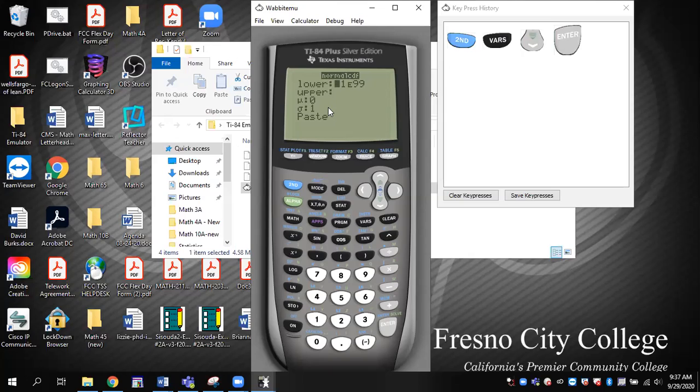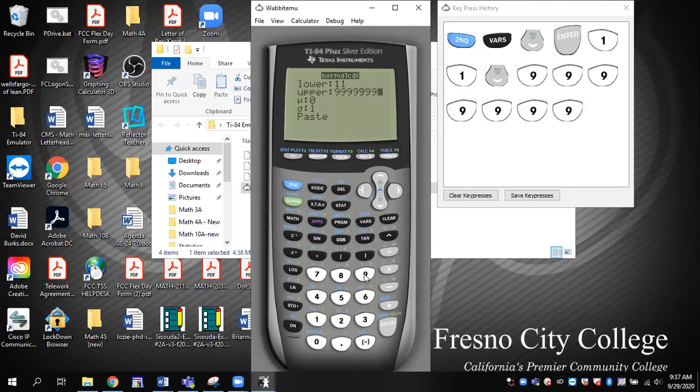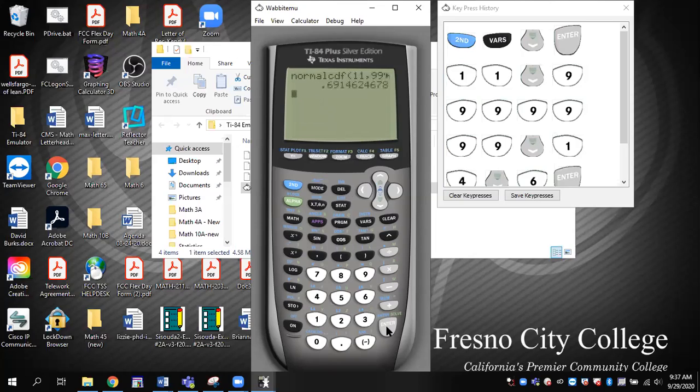So lower would be 11. Go down. Upper is where I just do a whole bunch of nines, just crazy. Down. The mean was 14, and the standard deviation was 6. Then just start hitting enter, enter, enter, enter. There it is: 0.6914, like I told you from my handheld calculator.